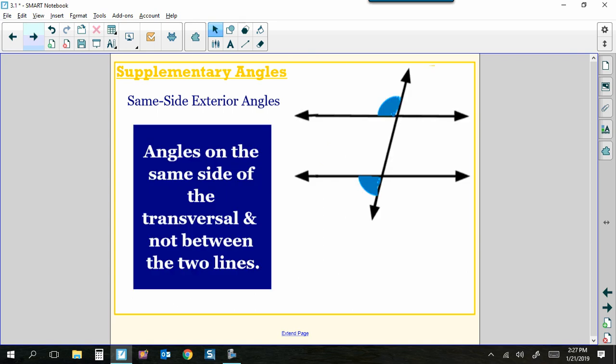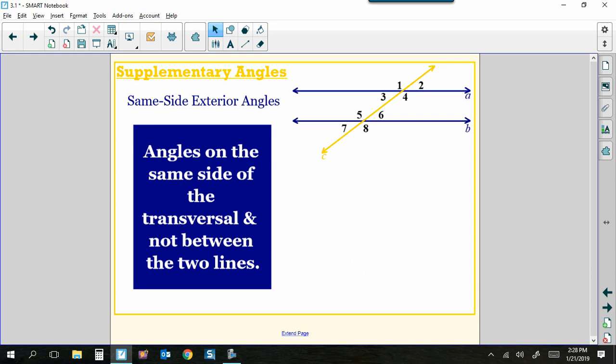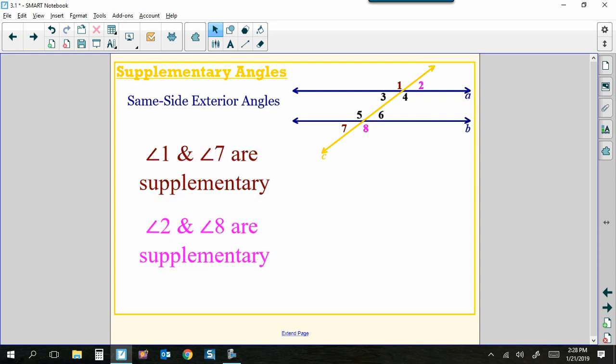And then the last pair, we have our same side exterior. There's your diagram. It's going to be the exact same thing we've talked about in the prior 4. We have exterior angles, so they are not between the lines, and then they have to be on the same side of the transversal. So your same side interior and your same side exterior, there's no difference. Just, are they between the lines or are they not? So here's our diagram up at the top. We could say that angle 1 and angle 7 are supplementary, and we can say that angle 2 and 8 are supplementary because they are same side exterior angles.